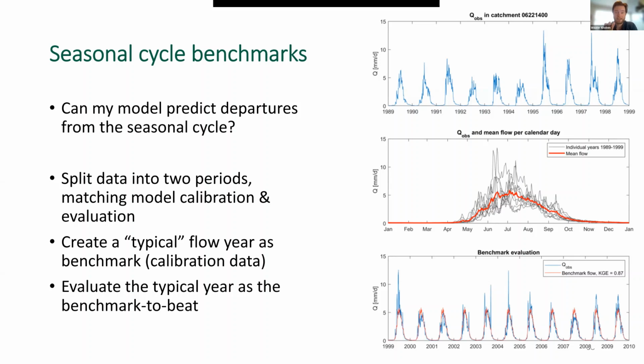And this is just the seasonal signal that you see in the calibration data carried forward into unseen data. That is the score that your model should beat if you want to know whether it can predict these departures from the seasonal cycle.